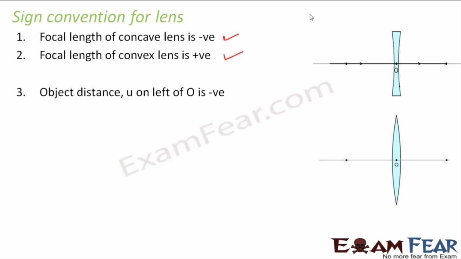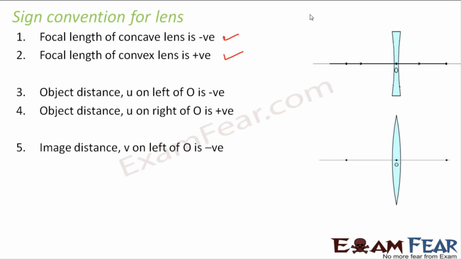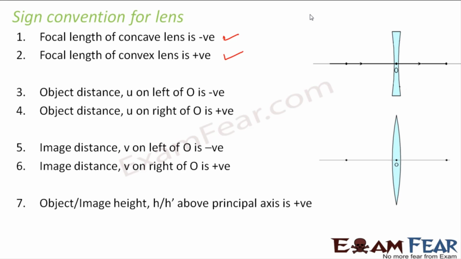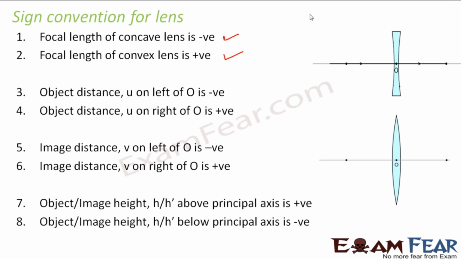Object distance on the left of the optical center: in this case, the optical center serves as the pole, so the optical center acts as the origin. Anything on the left side of the optical center is negative. Anything on the right side is positive. Similarly, image distance on the left side is negative and on the right side is positive. The object or image height, denoted by h or h dash, above the principal axis is positive and below the principal axis is negative, right? So these are some of the common sign conventions which were true even for spherical mirrors.